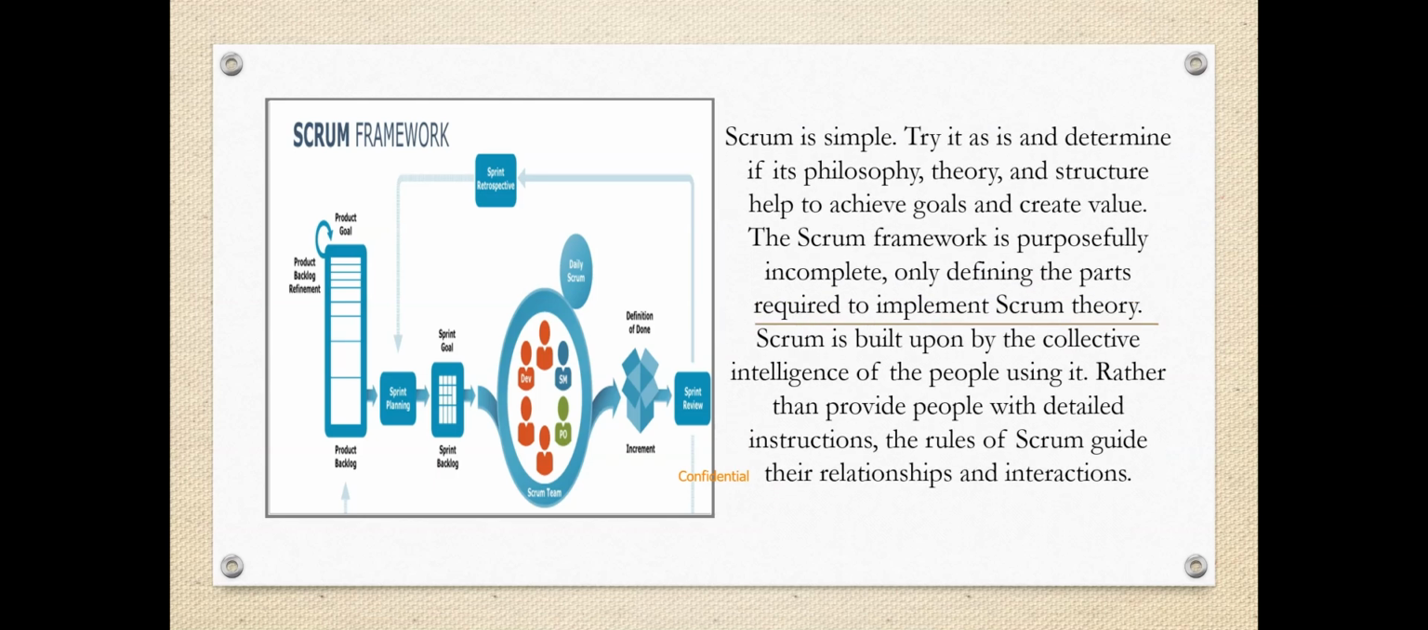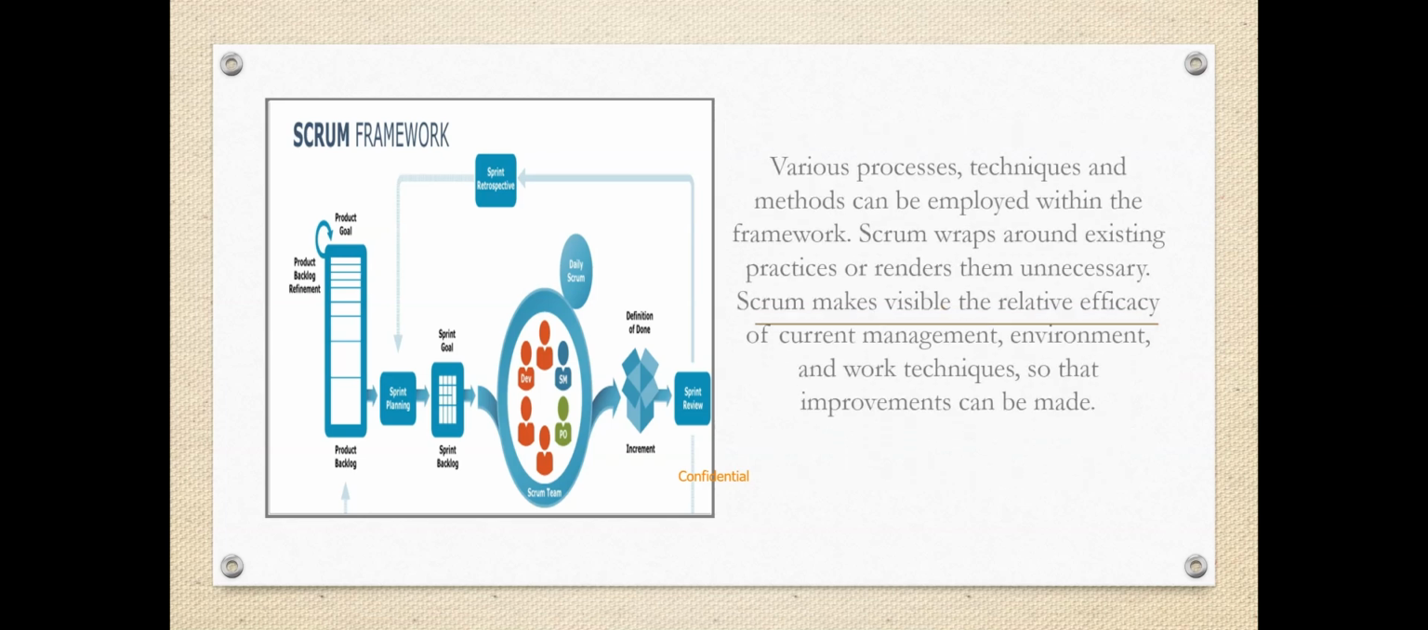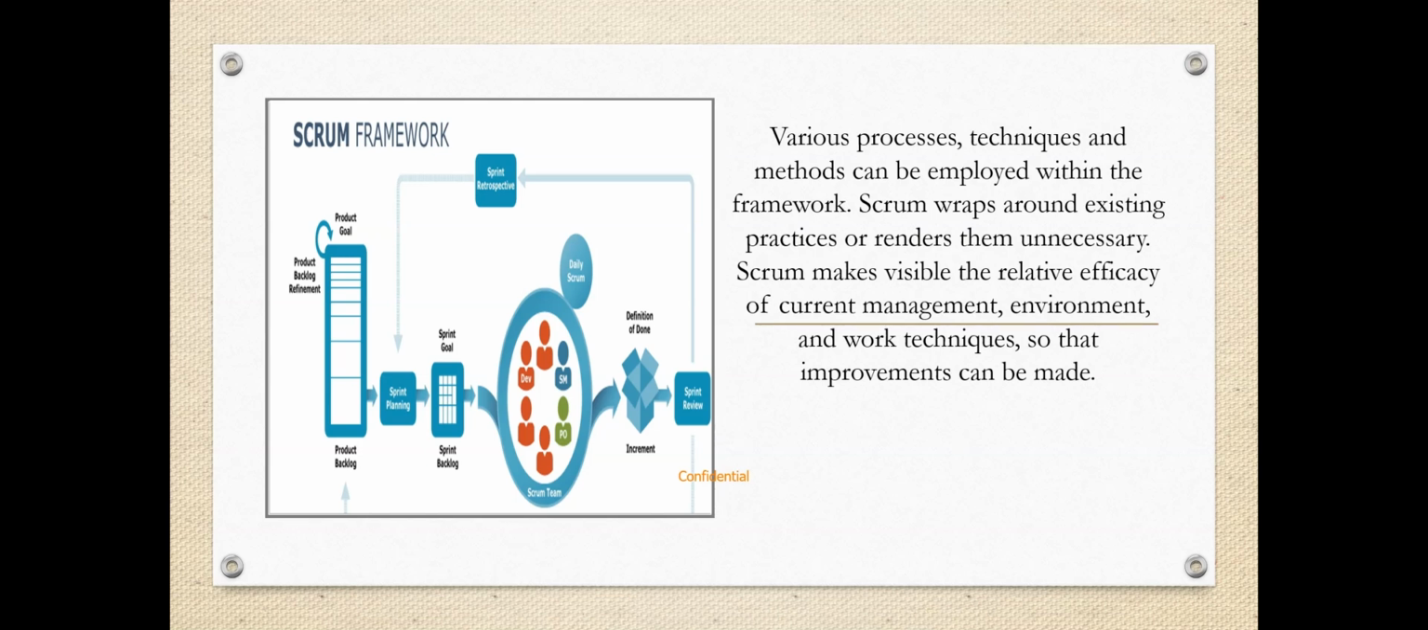Scrum is simple. Try it as is and determine if its philosophy, theory, and structure help to achieve goals and create value. The Scrum framework is purposefully incomplete, only defining the parts required to implement Scrum theory. Scrum is built upon by the collective intelligence of the people using it. Rather than provide people with detailed instructions, the rules of Scrum guide their relationships and interactions. Various processes, techniques, and methods can be employed within the framework. Scrum wraps around existing practices or renders them unnecessary. Scrum makes visible the relative efficacy of current management, environment, and work techniques so that improvements can be made.